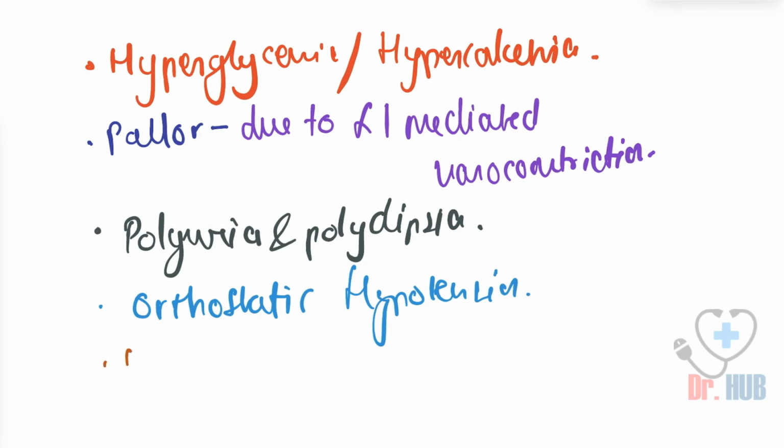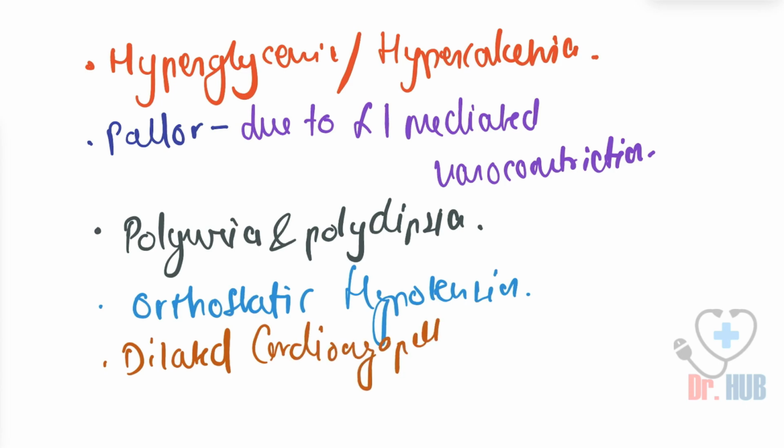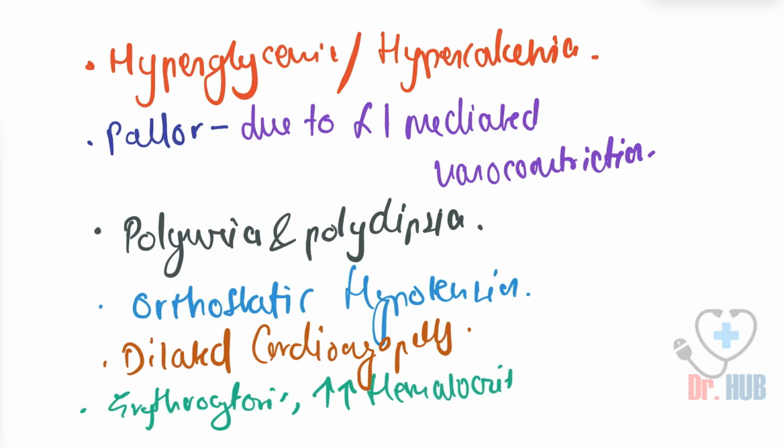Then there is also dilated cardiomyopathy and also erythrocytosis. Erythrocytosis is nothing but a high hematocrit, that is, hemoconcentration.